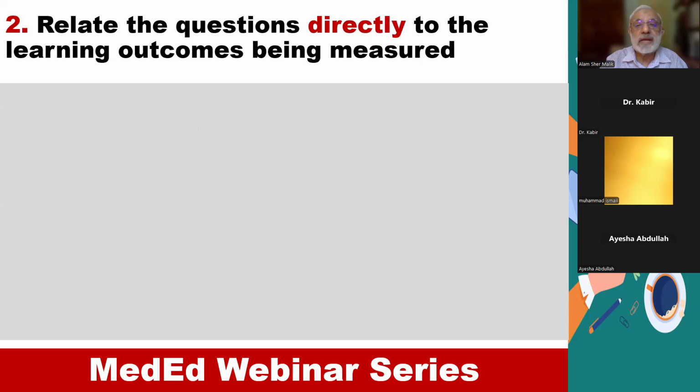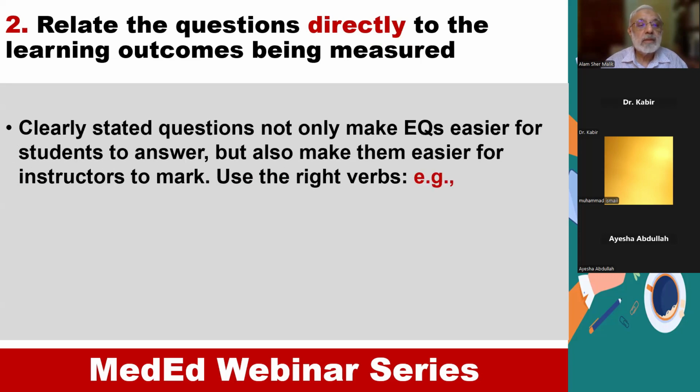Relate the questions directly to the learning outcomes being measured. Clearly stated questions not only make essay questions easier for students to answer, but also make them easier for instructors to mark. So this means that when these questions are constructed during the vetting session, we have to see that the questions are written properly and they have used the right verbs.